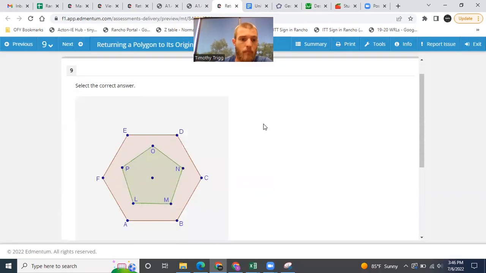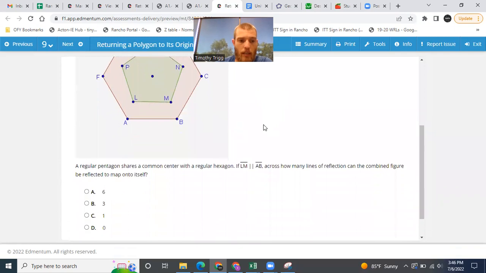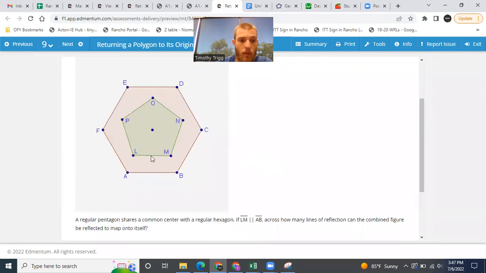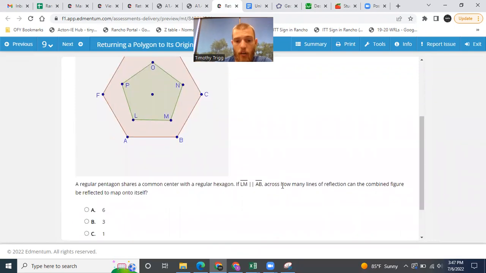Okay, this one's kind of tricky. A regular pentagon shares a common center with a regular hexagon. If segment LM is parallel to segment AB, okay, LM and AB are parallel. Across how many lines of reflection can the combined figure be reflected to map onto itself?